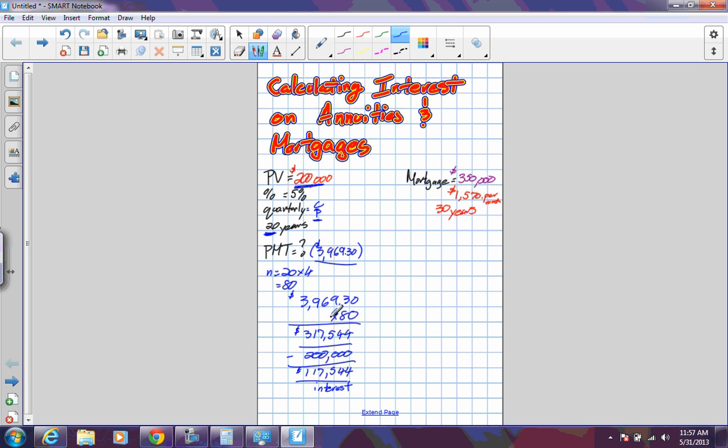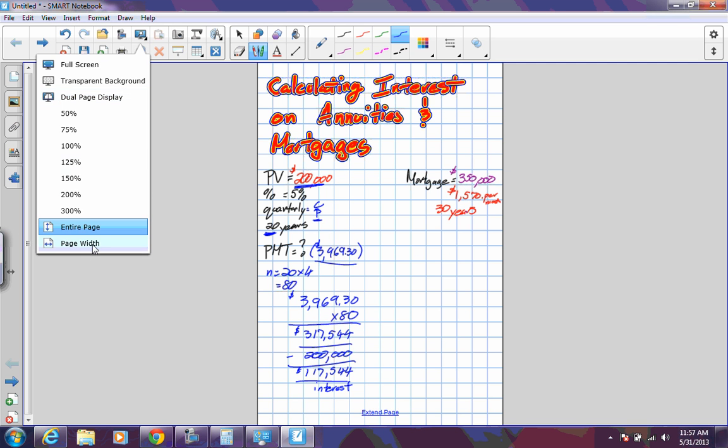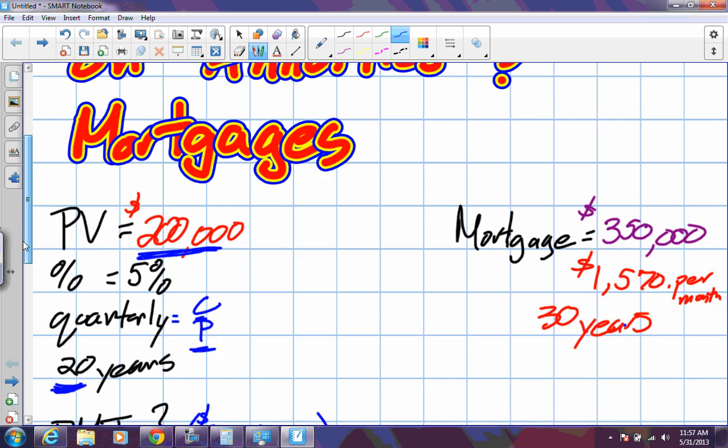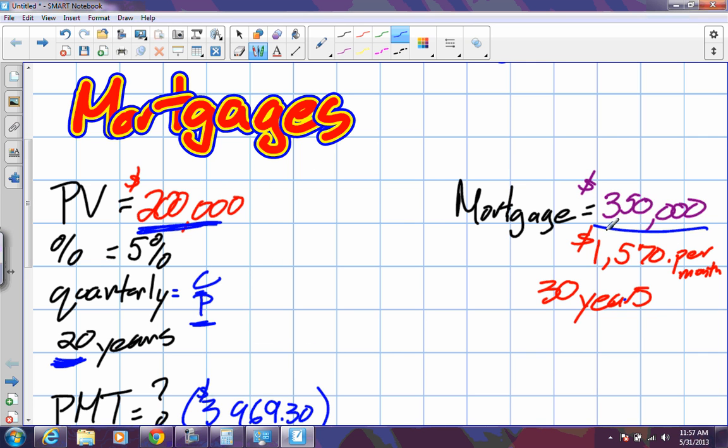Okay, so that's how we calculate the interest for a present value, which means it's going to be very similar for a mortgage. So let's go over to our mortgage information here. It says that we have a mortgage of $350,000. So they've given us $350,000. We have to pay $1,570 per month over the course of 30 years.